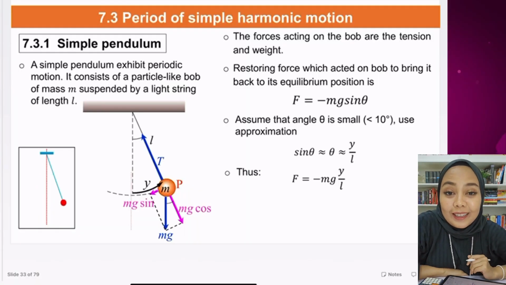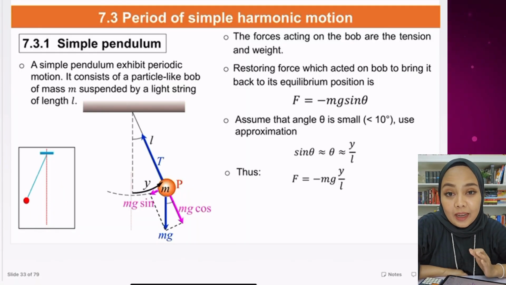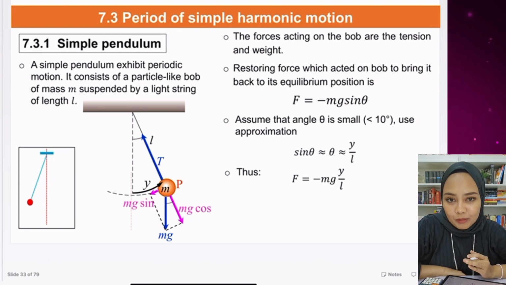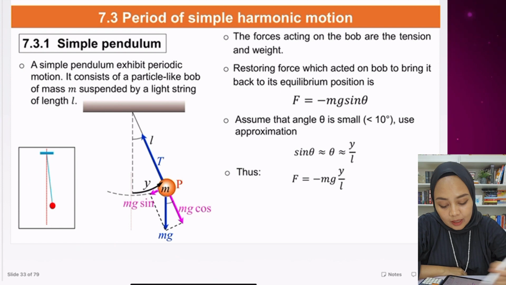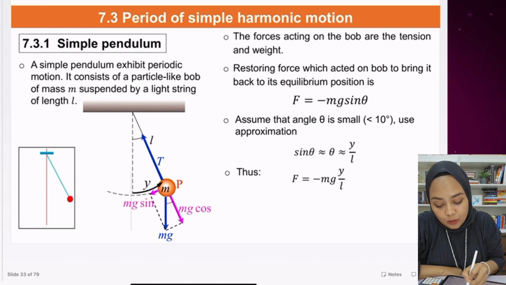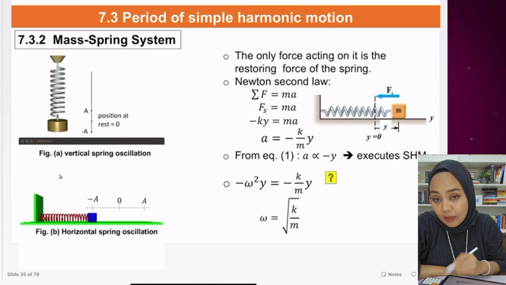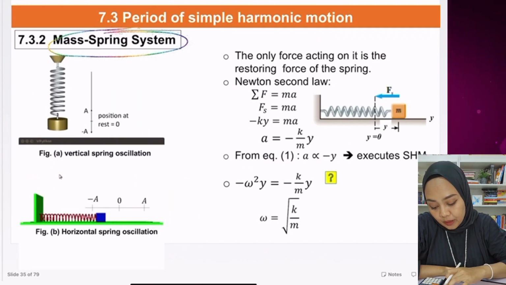Hai korang, so hari ni kita nak sambung lagi kita punya tutorial dan saya nak masuk kepada period of simple harmonic motion. So kalau kita tengok dekat dalam kita punya nota, we can see that the period of simple harmonic motion, we have two types lah. The first one is for the simple pendulum, and then the second one is for the mass spring system, like this one. So let's go to this one.